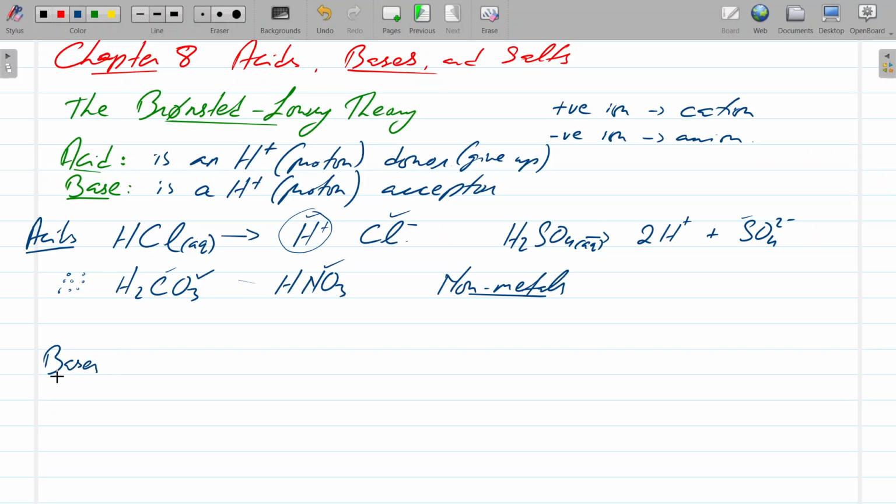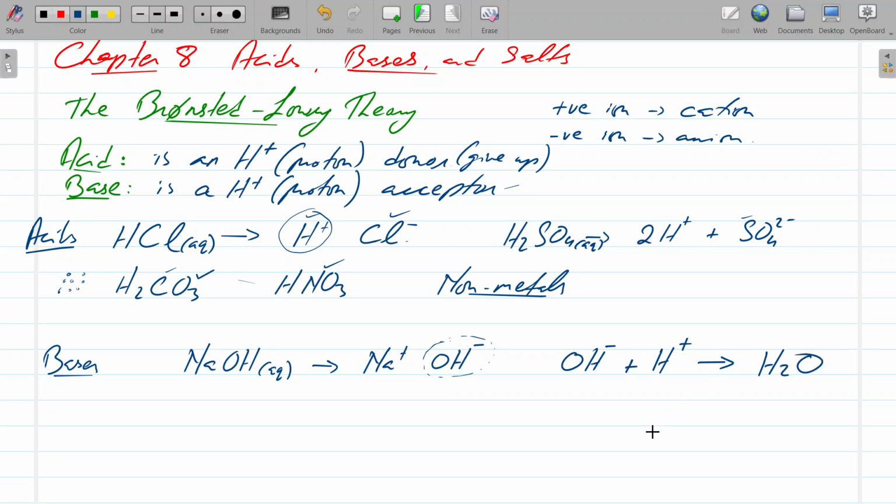What do you have for bases? You've got sodium hydroxide. And again, when this is aqueous, it breaks up into the sodium ion and the hydroxide ion. So how is this a proton acceptor? Look at it this way. You've got OH minus plus H plus. What do you think you're going to get? Is it going to be neutral? Yeah, H2O. Exactly. So the OH is accepting the proton, and that's why it's a proton acceptor.